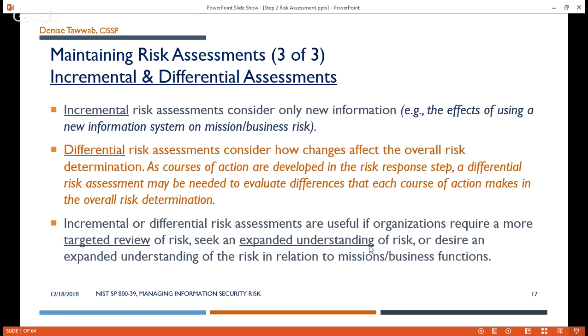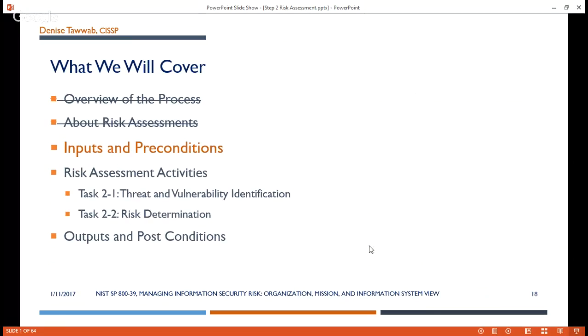Incremental or differential risk assessments are useful if your organization requires a more targeted view of risk, or wants an expanded understanding of the risk in relation to mission business functions. So keep that in mind. You're maintaining your risk assessments, and you don't have to do the full blown assessment. You can just look at what has happened since the last assessment and determine how that may affect the risk posture. All right, next up, inputs and preconditions to the risk assessment step.